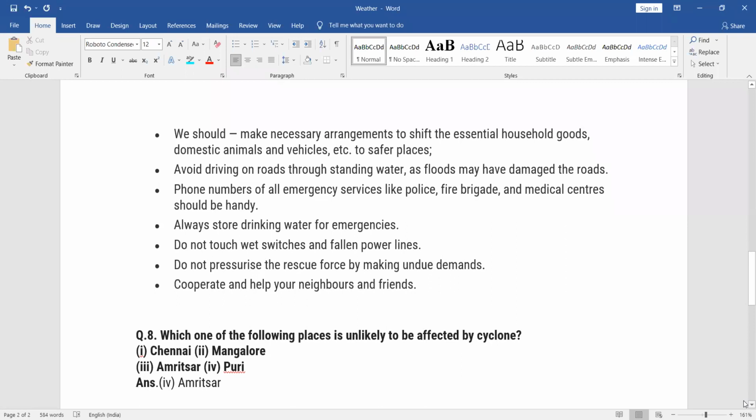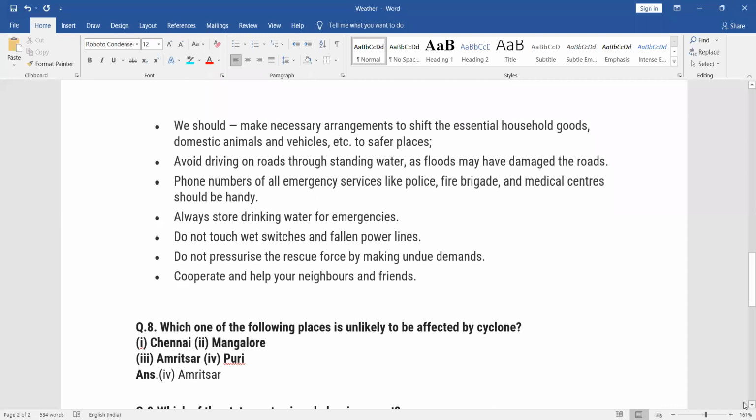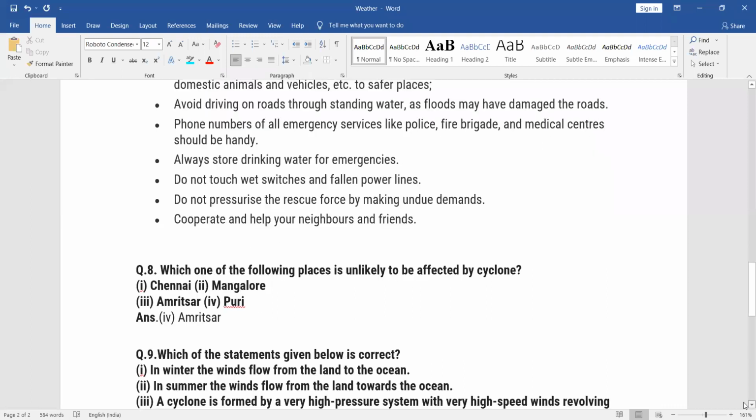We have to help others as well. We should cooperate and help our neighbors and friends. From all these points, you can write any 5-6 points. You can write any of the points from all these given points. Yes, next question.